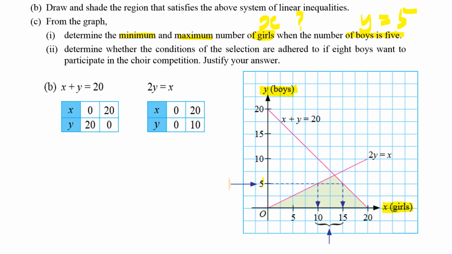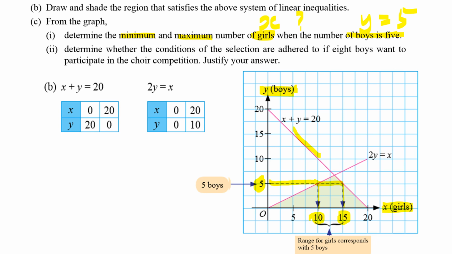Okay, so you go find your Y here, 5 boys. Now 5 boys, and then this arrow, you just move this arrow. When you touch that line, you go down, and then you have this 10. Then don't forget you have another line over here, so you have 15. So it's understood. This 10 is the minimum value of girls, 15 is the maximum. When 5 boys, that means the minimum girls is 10, the maximum girls is 15.